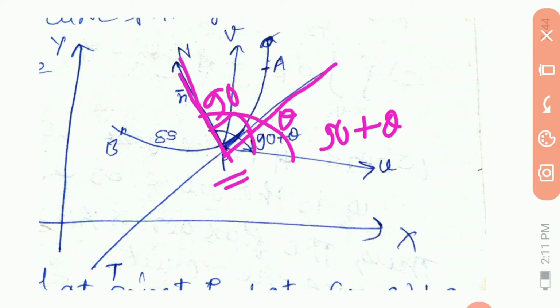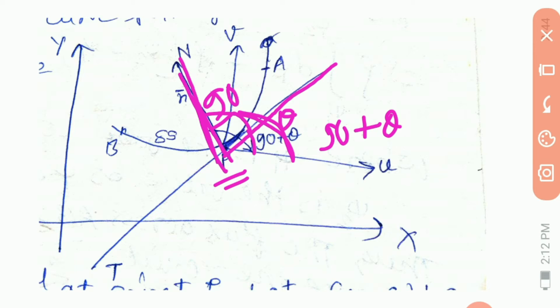The direction cosines of the normal Pn are cos(90 plus theta), cos theta, that means minus sin theta, cos theta, because Pn makes angles 90 plus theta and theta with the x-axis and y-axis respectively.